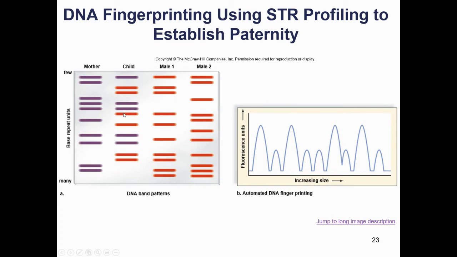Has this from mom, this from mom. Must have gotten that from dad. Must have gotten that from dad. And so you match up. If you didn't get it from mom, you had to have gotten it from dad. So you look for the possible father that has these same segments. And male one is dad.